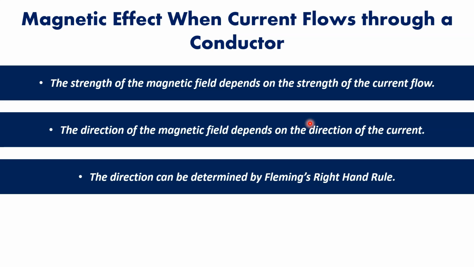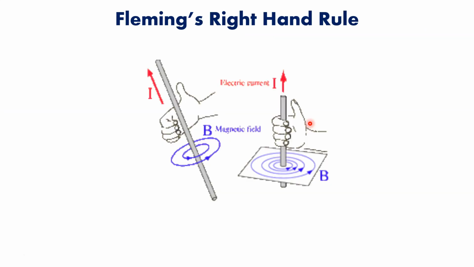There's a few properties of current flowing through a conductor. For example, the strength of the magnetic field depends on the strength of the current flow. If you increase the strength, or the amperes, of the current, the magnetic field will also increase in strength. And the direction of the magnetic field depends on the direction of the current, and the direction can usually be determined by Fleming's right-hand rule, which we'll be looking at right now.